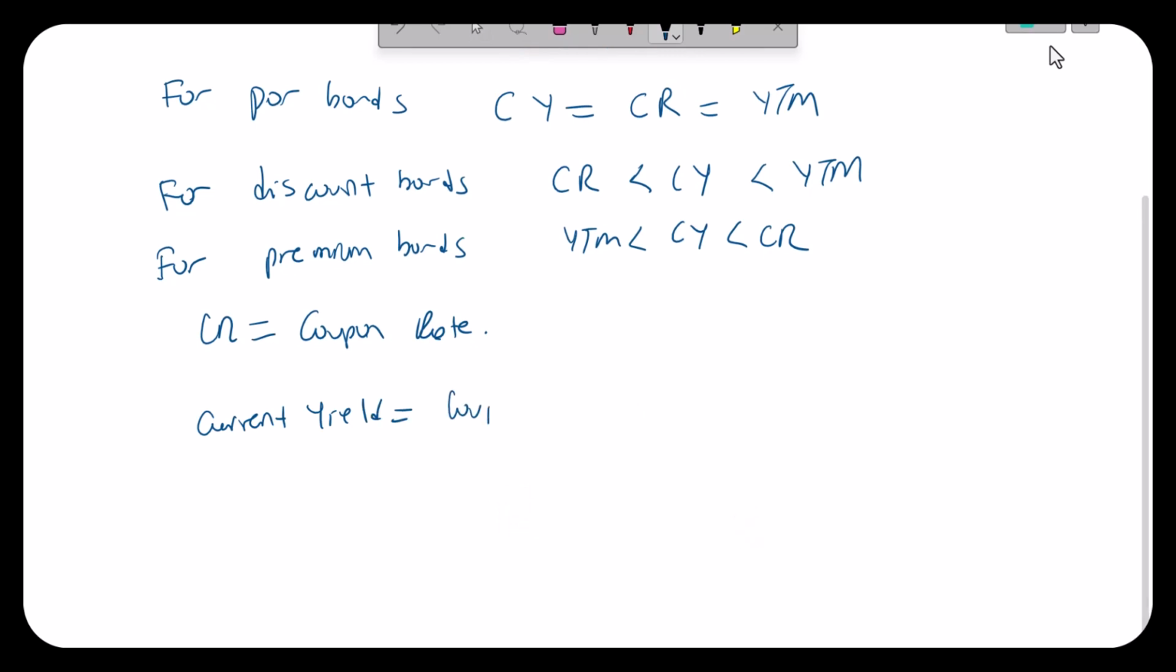There is an alternative way you can write current yield. That's coupon rate times face value over bond price or bond value. All right? That's why we have those relationships. If it's a discount bond, bond price is lower than face value, which means current yield is going to be greater than the coupon rate, because that ratio is greater than 1. If it's a premium bond, that ratio is less than 1, so current yield is going to be less than the coupon rate.